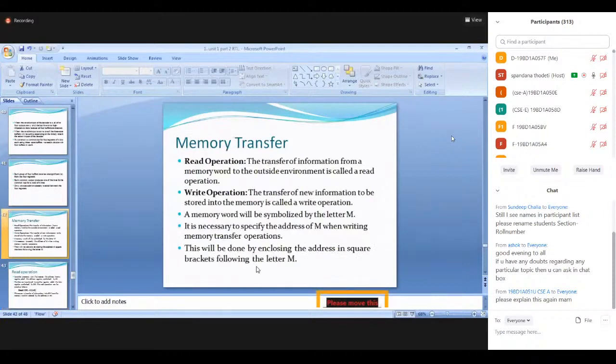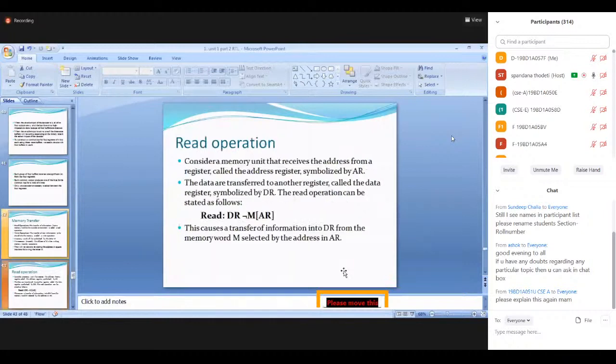Next, see the memory transfers. How to write the register transfers for moving the data from memory and writing the data into the memory. For every memory system, you have mainly 2 operations: read the data from the memory, write the data into the memory. Right? Whenever you want to read or write from the memory or into the memory, first we should know the location of the memory. That is represented with the letter M. Where you are writing, from where you are retrieving, that is represented with M.